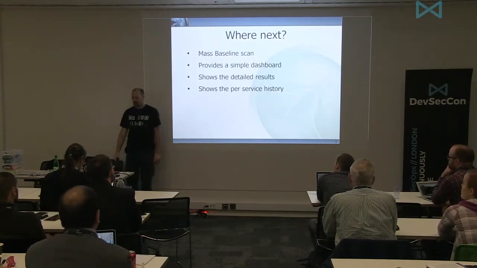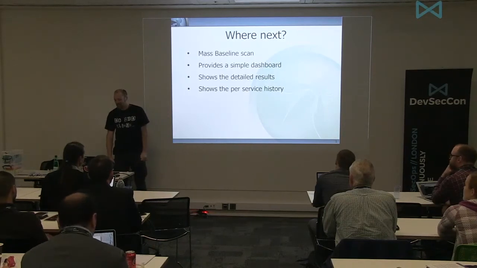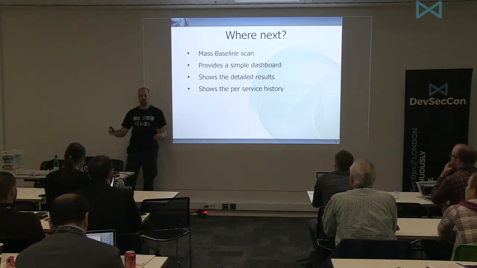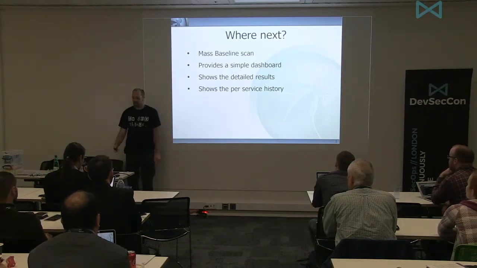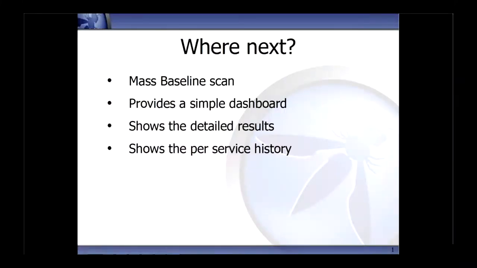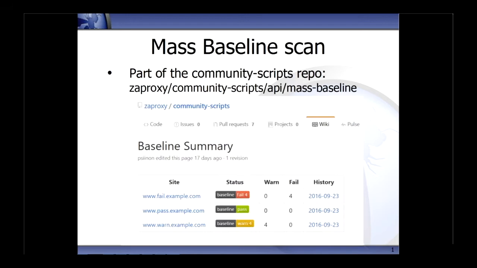We've got something we're calling the mass baseline scan. What this does is wrap around the baseline scan, and it provides a simple dashboard, shows you the detailed results, and shows the per service history. Everything's on GitHub, so we have a ZAP proxy organization, and we have something called community scripts. This is where anyone can contribute scripts. They used to be just the ones that ran within ZAP, but we've now got an API section, so these are ones driving the ZAP API.